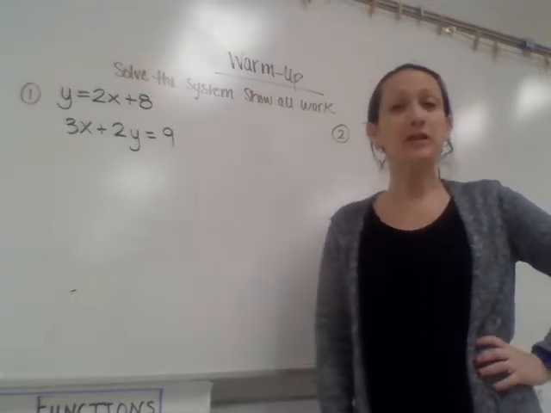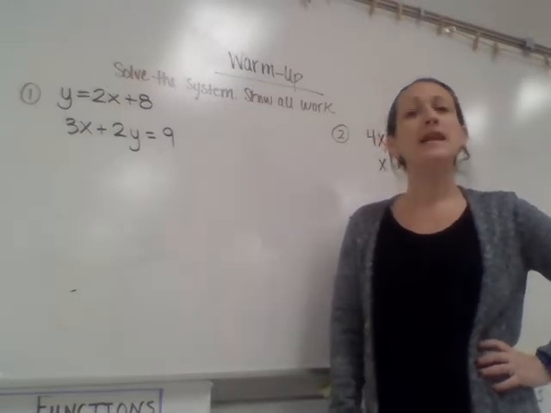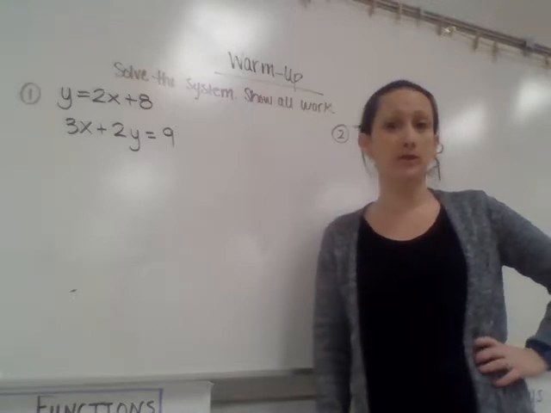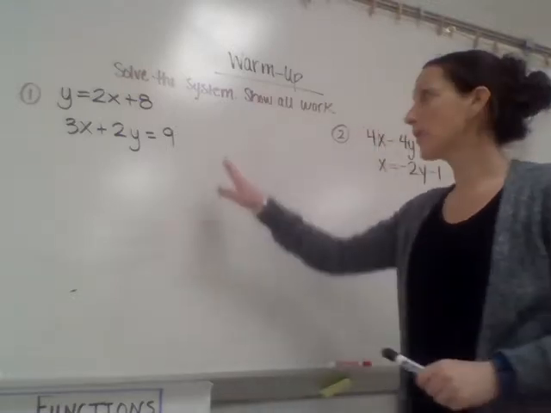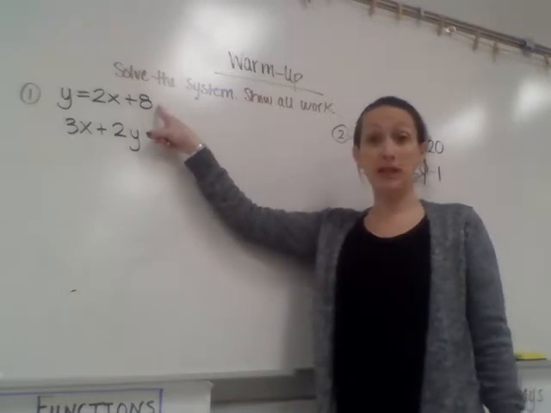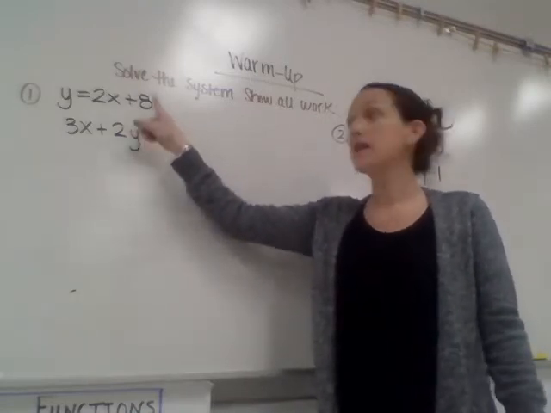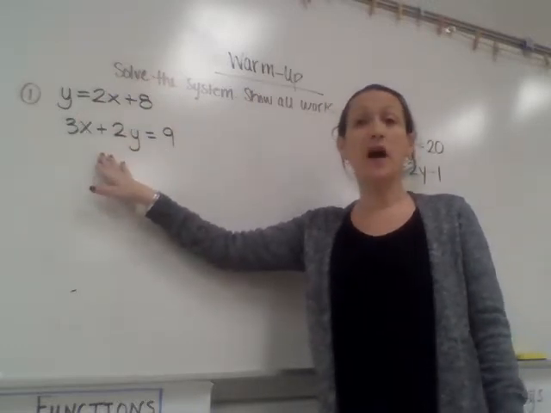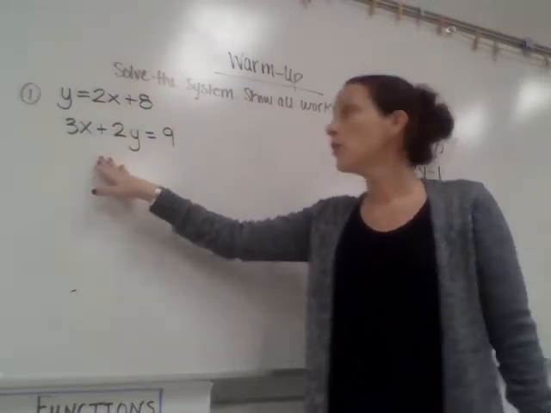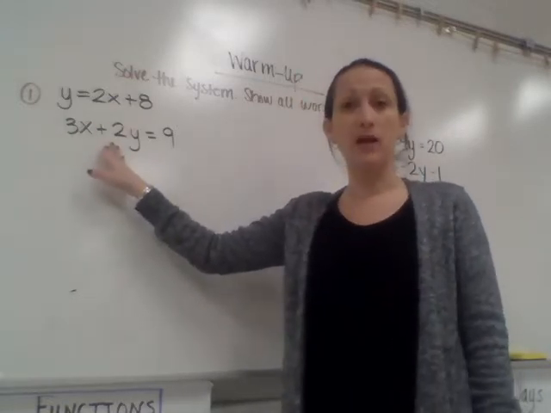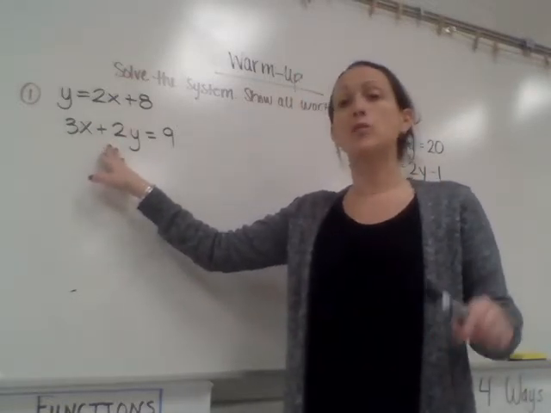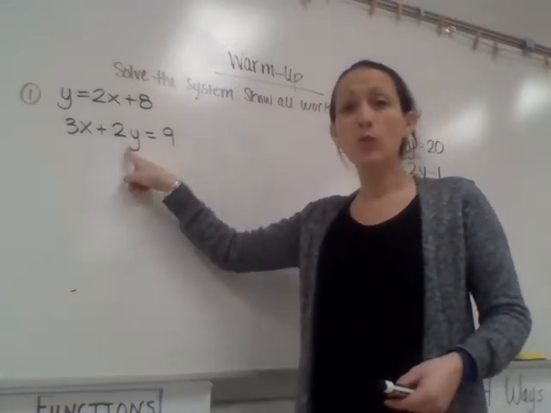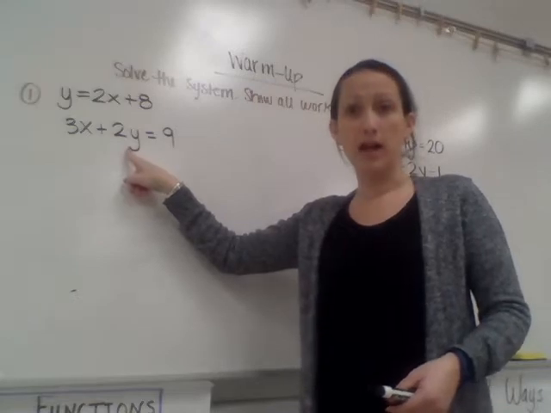Today's warm-up, we're still going to be using the substitution method, but now we're not going to be setting them equal to each other because both equations aren't going to be in slope-intercept form. Looking at the first one, the first equation is in slope-intercept form, and how I know that is it's y equals. But the second equation is not y equals, it's in standard form, which means x and y are on the same side. So how we're going to solve this is we're going to substitute our y equals equation into y in our second equation, and it looks like this.